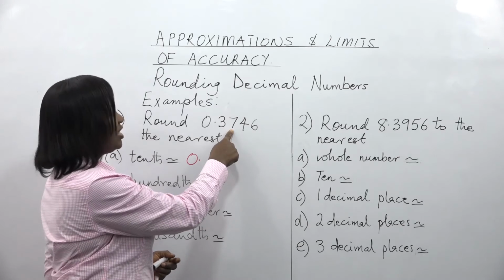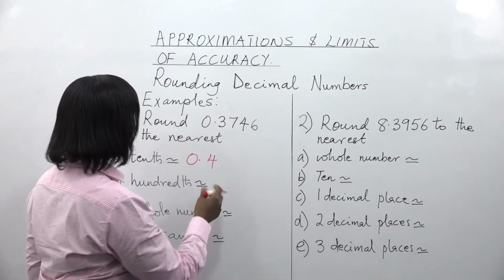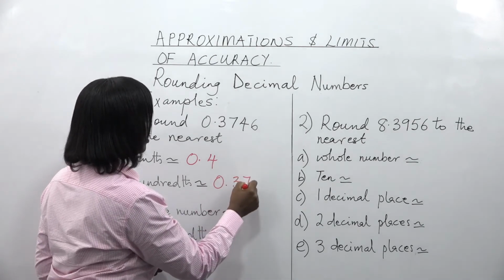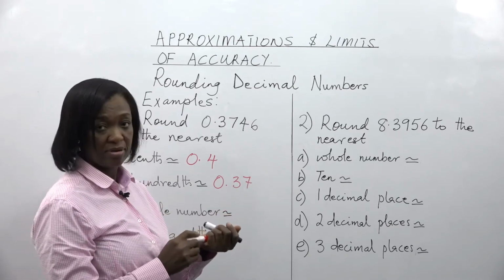Rounding to the nearest hundredth, or to 2 decimal places, we have 7 in the second decimal place. The next digit to it is a 4, so it's less than 5. So that's easy. We're rounding down. 0.37.